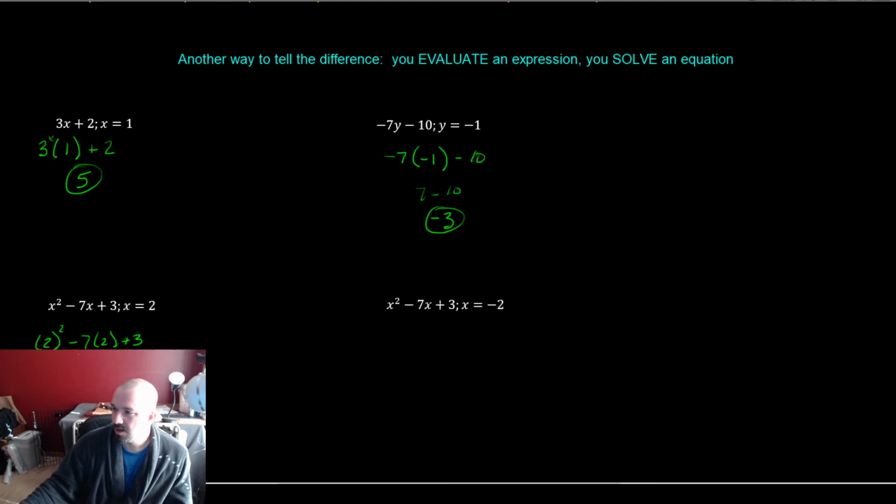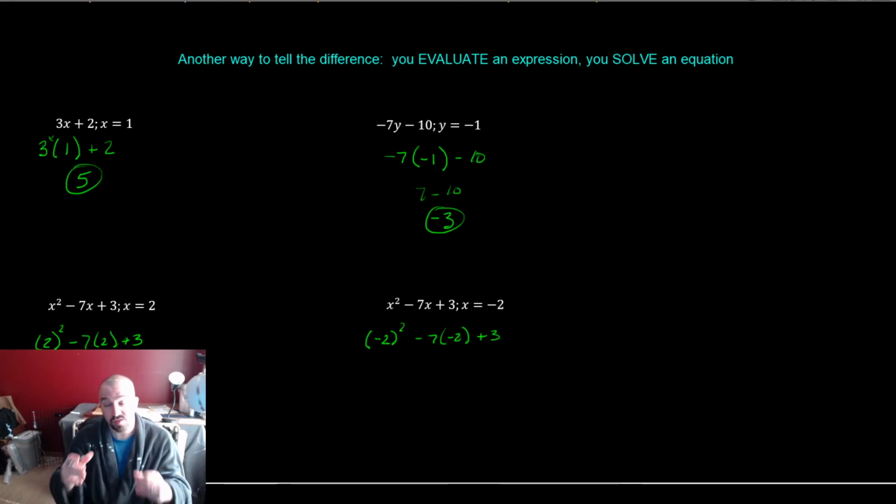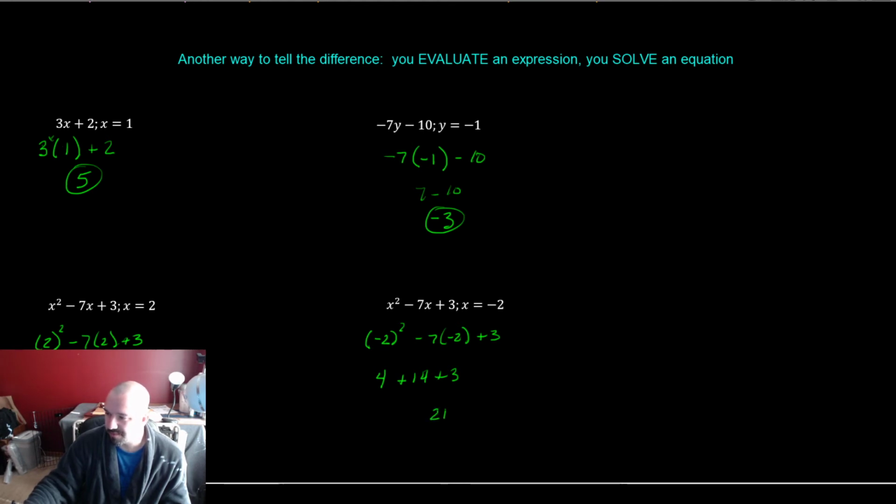Okay, so now we plug in a negative 2. In parentheses, negative 2 squared minus 7 times negative 2 plus 3. Negative 2, the quantity of it, squared, is negative 2 times negative 2, which gives us a positive 4. Negative 7 times negative 2 is a positive 14. And then we add 3. 4 and 14 is 18 plus 3 is 21.